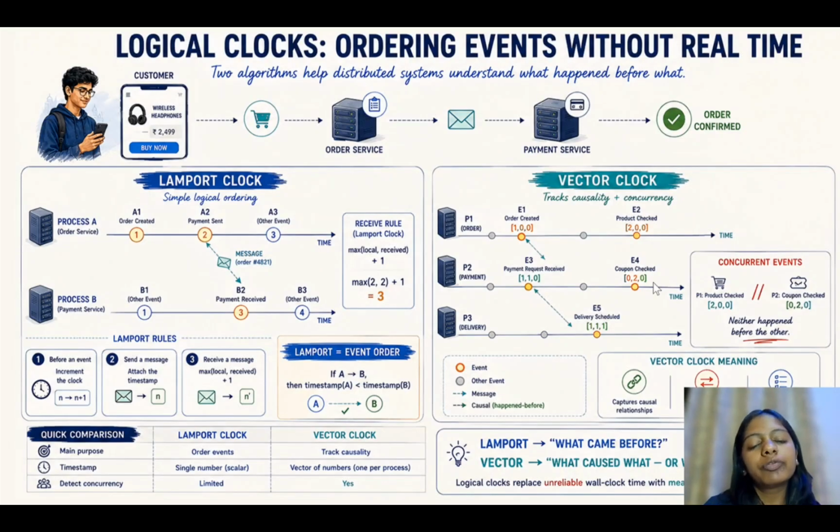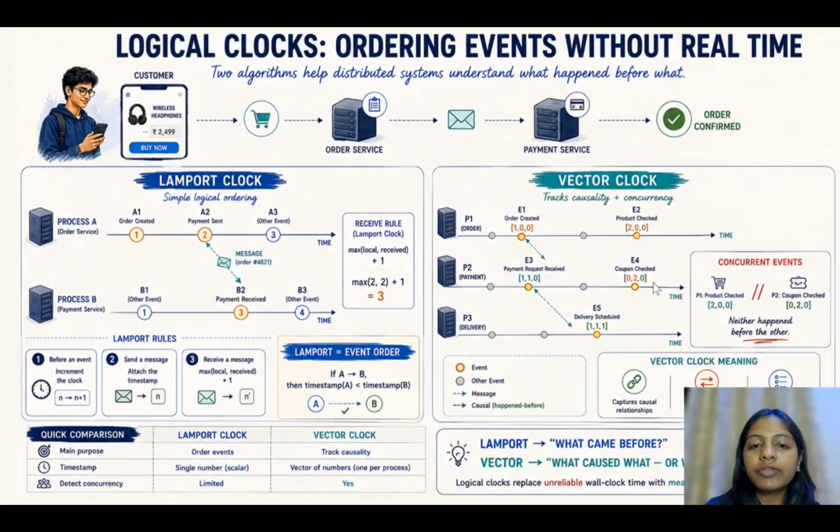So moving to the very first, the Lamport clock assigns a single logical number to an event. For example, 1, 2, 3. When a process sends a message, a timestamp can be attached to the message. When another process receives it, it updates its logical clock using the received timestamp. The important idea is if event A happened before event B, the logical timestamp of A should be smaller than that of B. So Lamport clock is equal to event order.